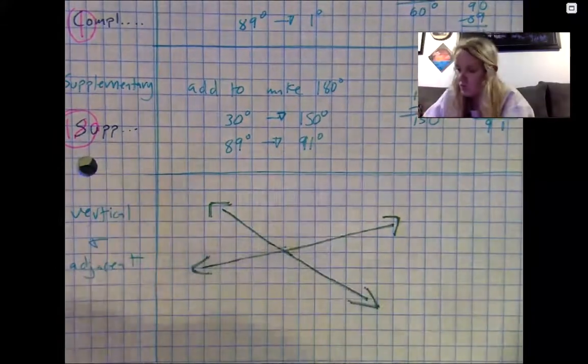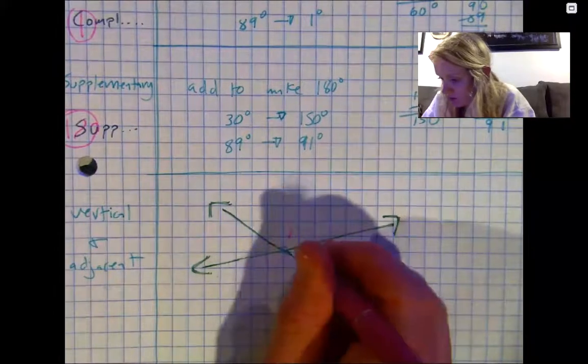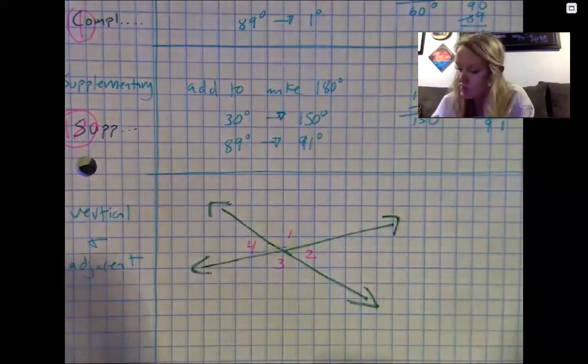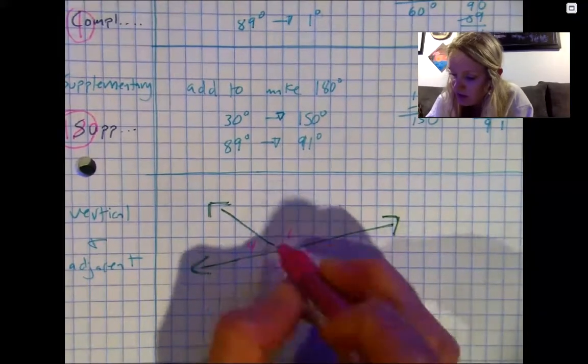Okay. We're going to just call this angle 1, angle 2, angle 3, and angle 4. Again, there's no reason. It could have been any numbers, it could have been letters, it could have been anything.